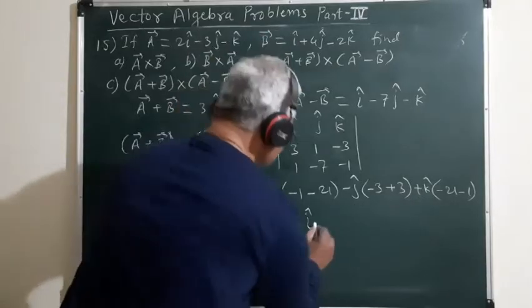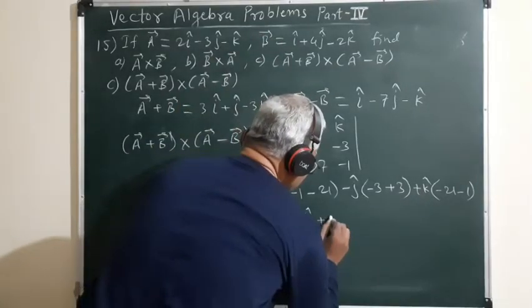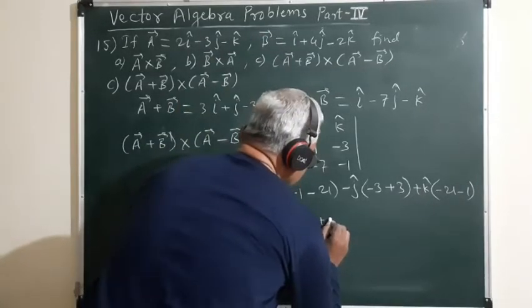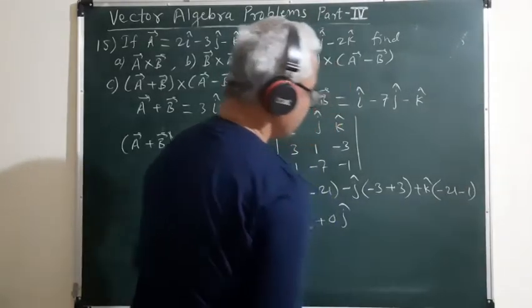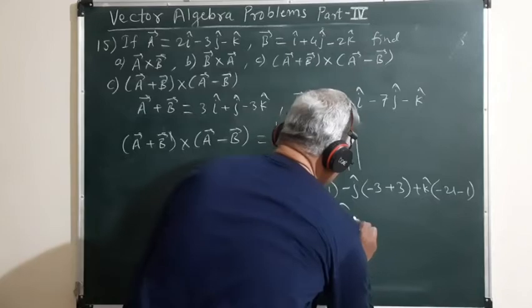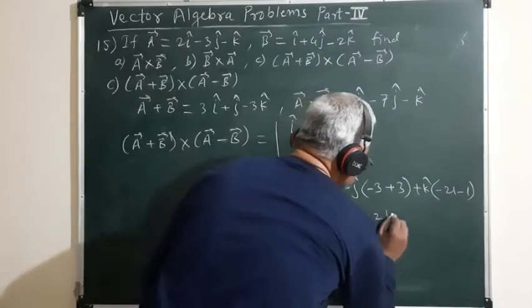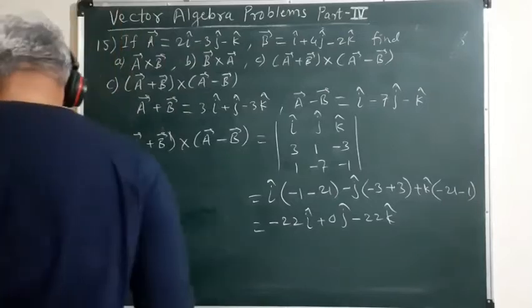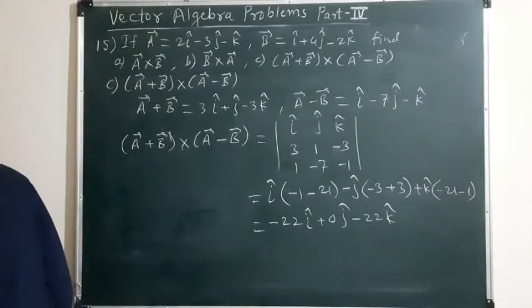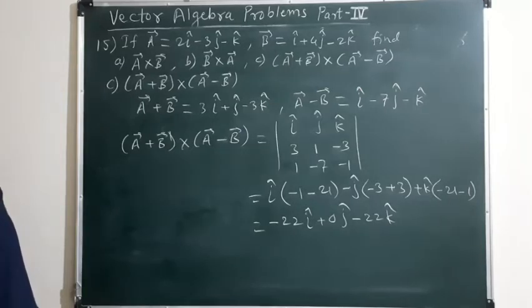So this is equal to minus 1 minus 21 is minus 22 i cap. Minus 3 plus 3 is 0, so it's plus 0 j cap. Minus 21 minus 1 is minus 22, minus 22 k cap.